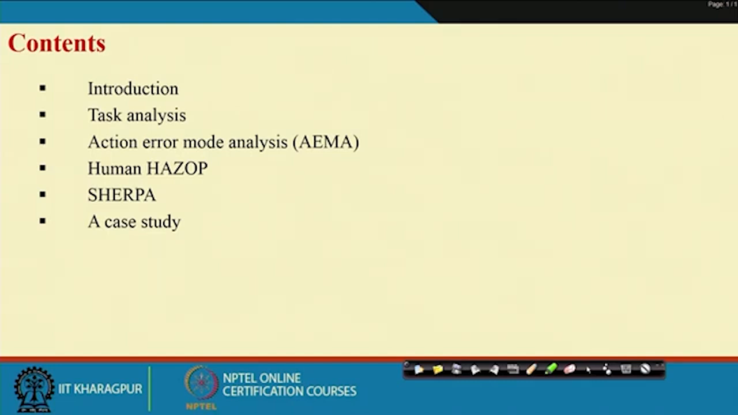Then we will discuss HEIST, then systematic human error reduction and prediction approach, and one case study will be shown, which we have developed. Then I will show you some of the human errors which were studied and developed by Q1, given in his book, A Practical Guide to Human Reliability Analysis, in Appendix 2.